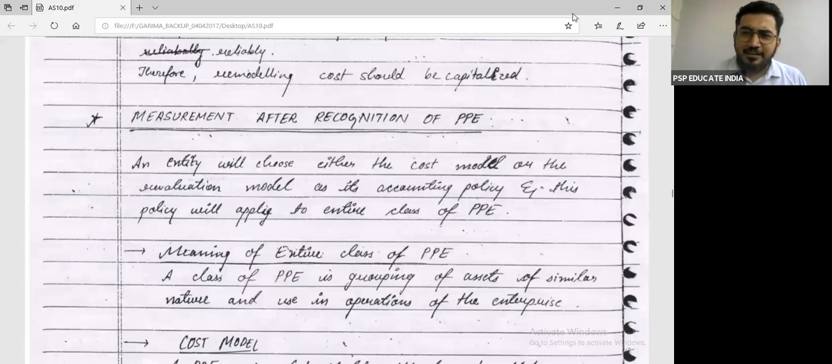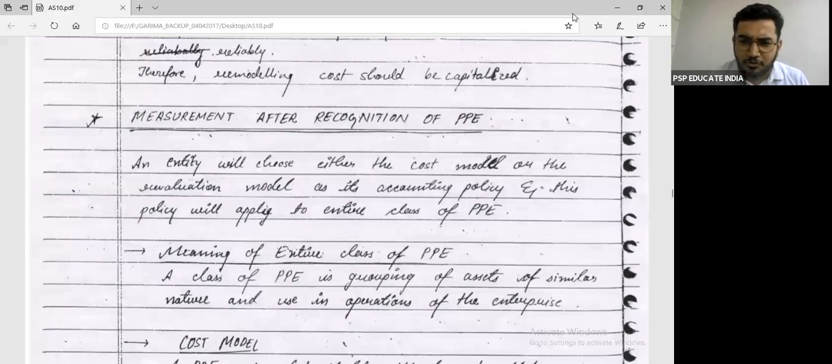Now please understand case number 2. PSP has classroom at Alkapuri, Subhanpura and has one factory at Makkarpura. Now factory and classroom, same class of PPE, different classes of PPE? Of course, it is different classes of PPE. Now it says same policy should apply to entire class of PPE.